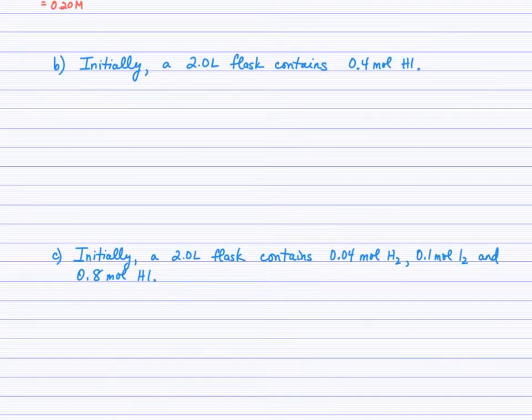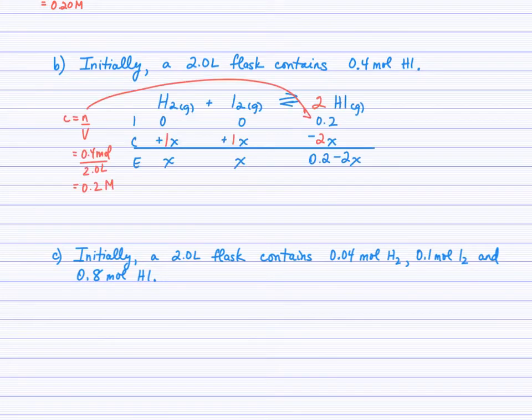Now a 2-liter flask contains 0.4 moles of HI. Okay, so you'll see that I started off with 0 on the H2 and I2 because they were not mentioned, and calculated the concentration of the HI initially. Again, I follow the coefficients in the balanced equation at 1, 1, and 2 for the 1x, 1x, and 2x. And the concentrations of H2 and I2 start at 0, so they must increase, the plus x, and HI will decrease. And so I plus C equals E, and I write the algebraic expressions for the equilibrium concentrations.